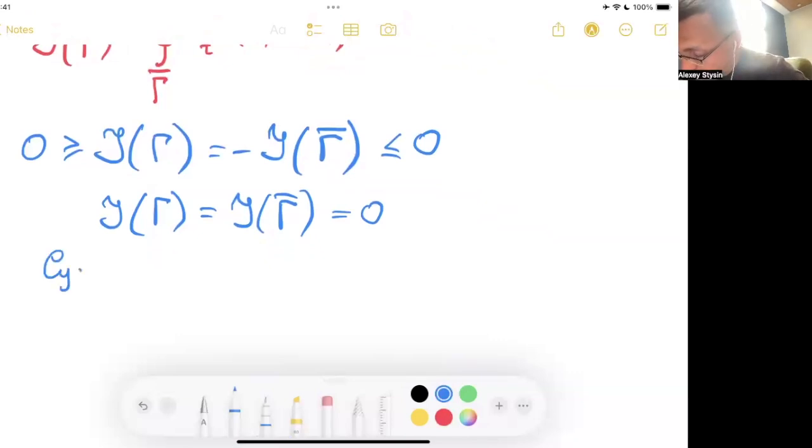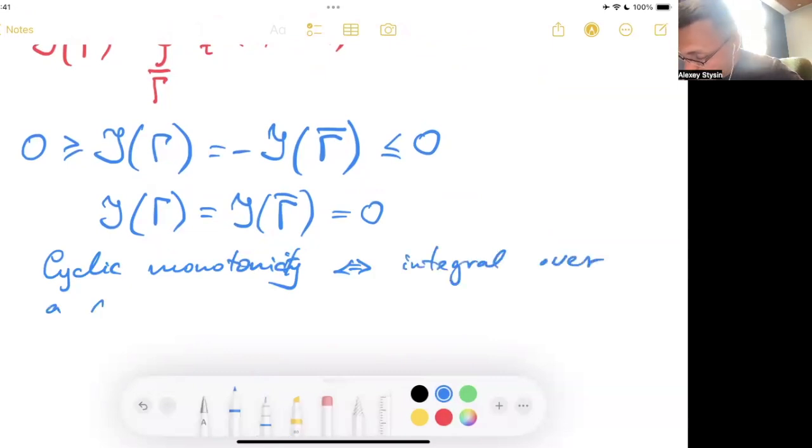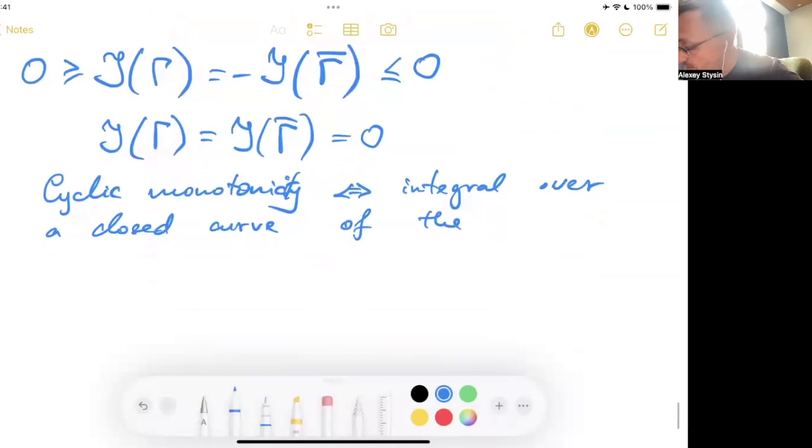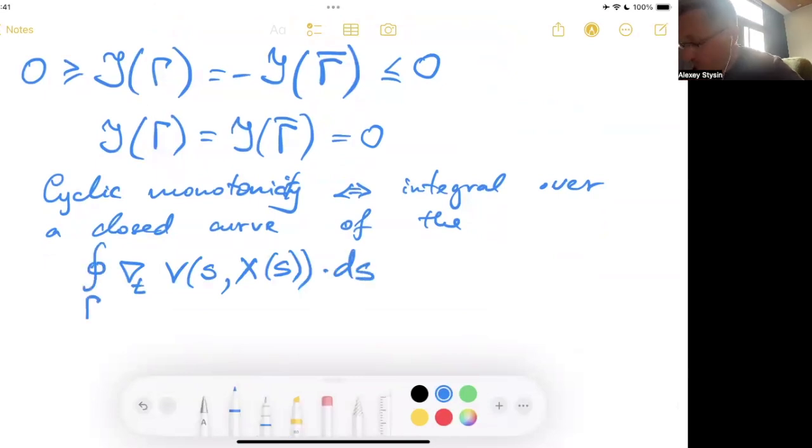So what we've got here is that cyclic monotonicity is equivalent to saying that the integral over a closed curve of this function, the gradient with respect to t of the value function, s and x of s ds, over any curve is equal to 0.